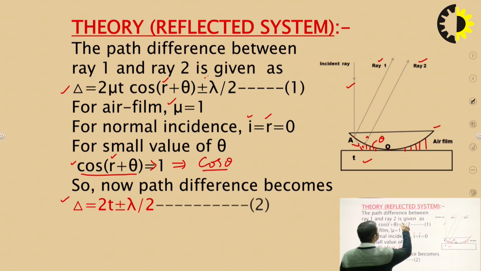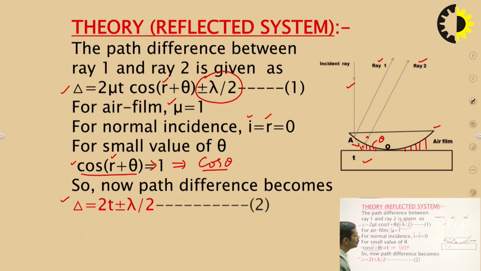Now I want to discuss why we put this factor, plus or minus lambda by 2, in the path difference in equation 1 in the case of Newton's rings. This is according to Stokes' law. In optics, if a light ray is reflected from a denser medium, there will be an extra phase difference of pi, or a corresponding path difference of lambda by 2. Here, ray 2 is reflected from the lower surface of the film, and the lower surface of the film is the plane glass plate, which is the denser medium.